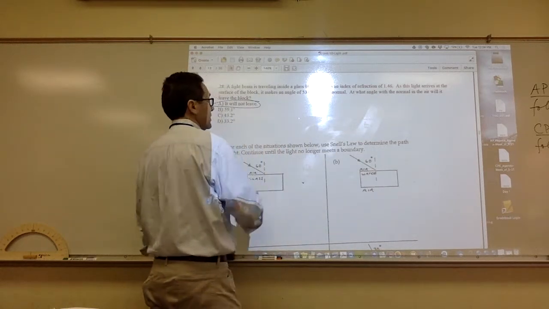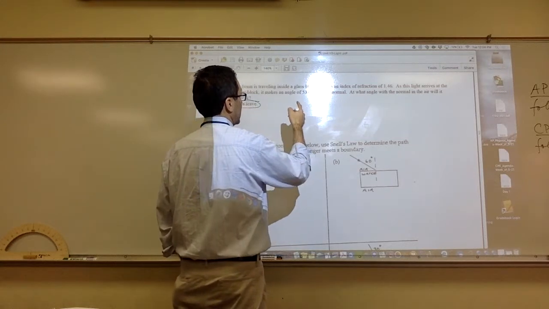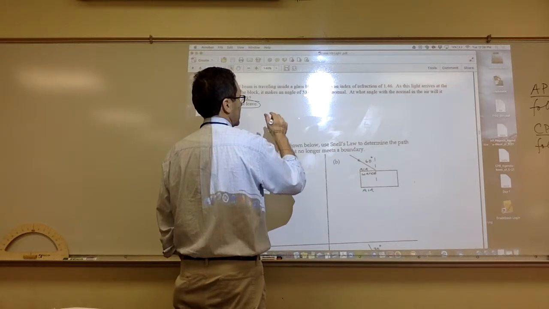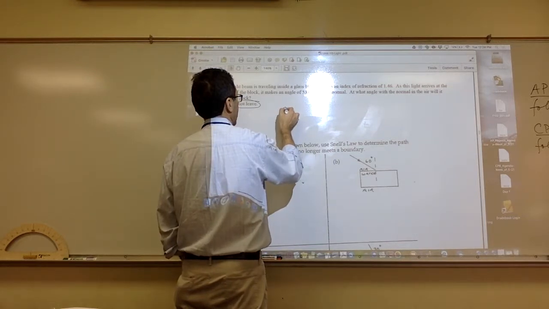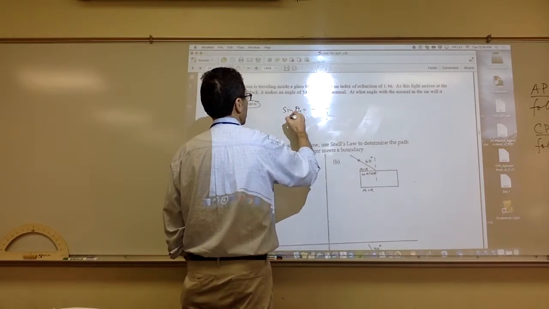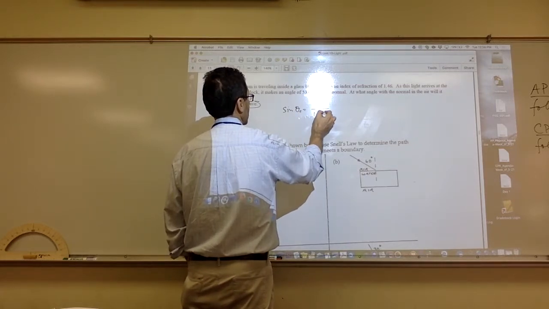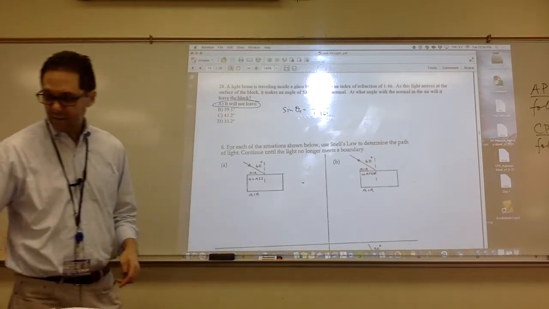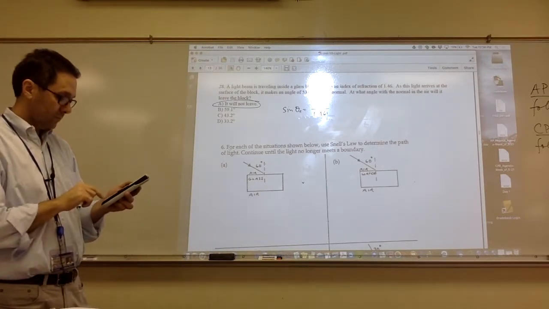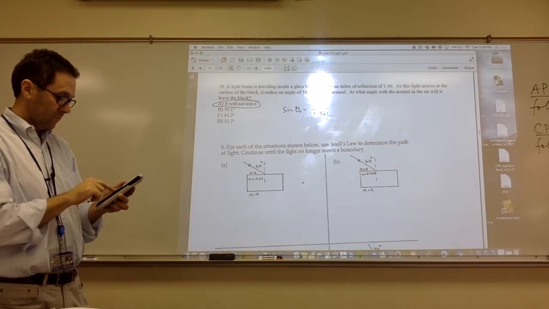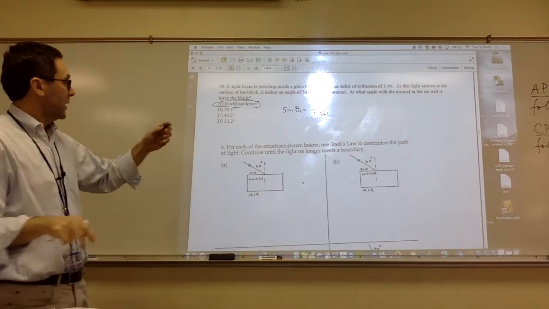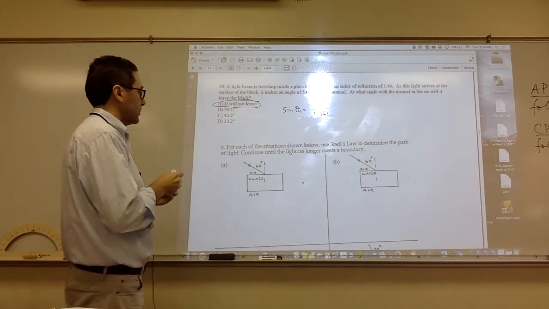The other way you could have done this is find the critical angle, and then you're going to see that the critical angle is definitely less than 53. So the critical angle is going to be like this. Sine of theta c equals 1 over 1.46. So if we find that angle, it's 43 degrees. So anything past 43 will not come out.